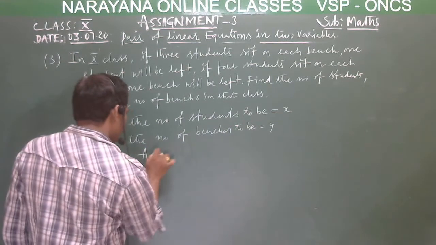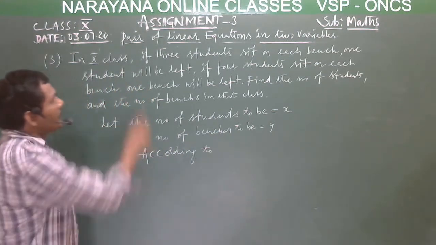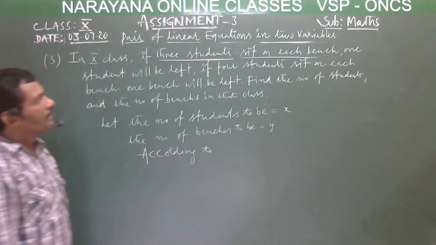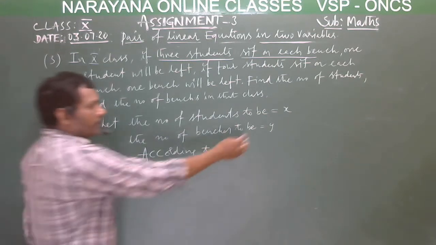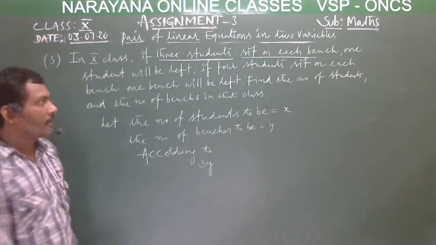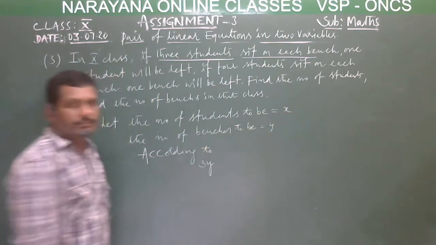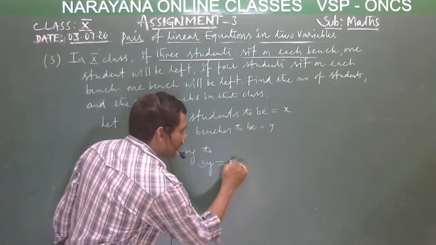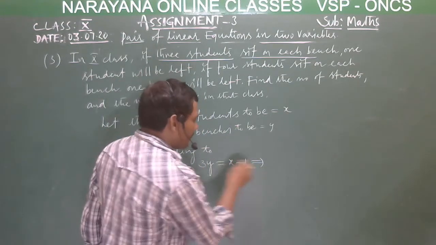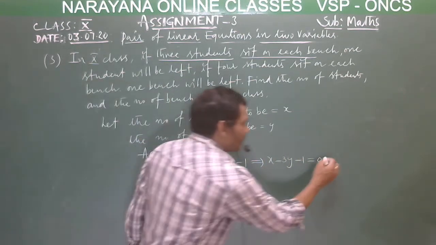According to the first line, if 3 students sit on each bench, here bench y. 3 students means 3 into y. One student will be left. Students to be x, so one student left means here x minus 1. So now getting 3y, x minus 3y minus 1 equal to 0. This is equation number 1.